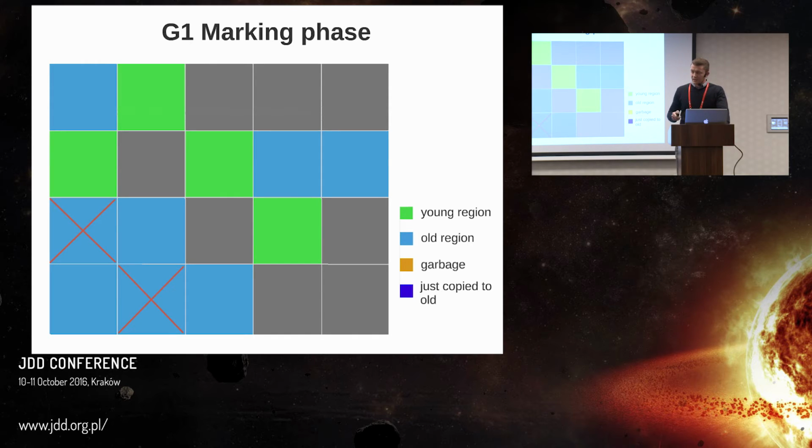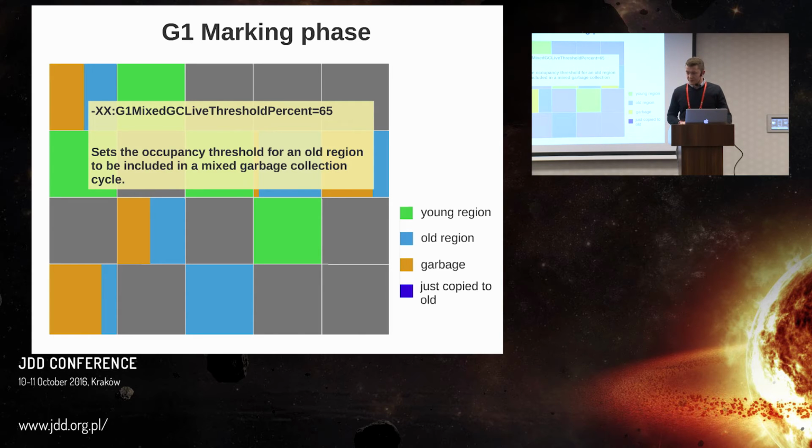Once the marking phase is done, so all the objects were already marked, it will probably happen that some regions contain only garbage, no alive objects. And those regions will be returned to a pool of free memory at the end of the marking phase. And for every other region, G1 will calculate how much garbage and how many alive objects we still have in those regions. And if some regions have more garbage than 35%, so less than 65% of alive objects, they will be included for the next garbage collection.